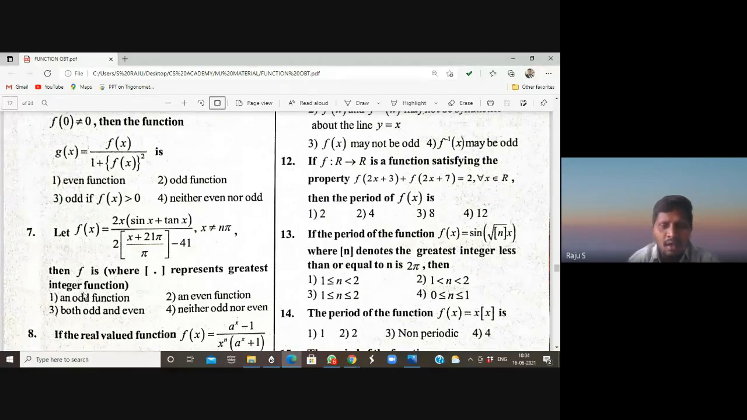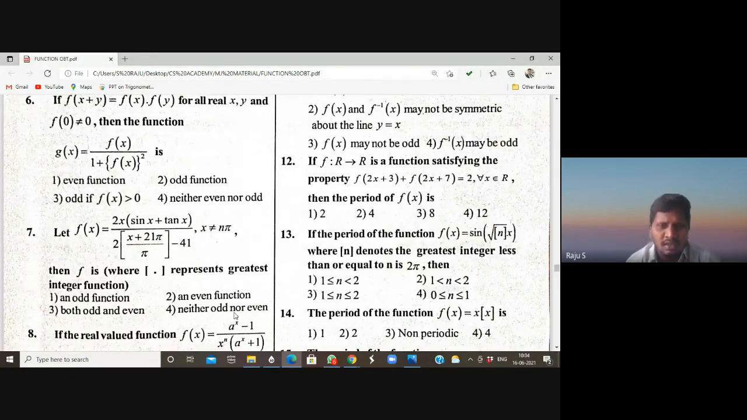Whether it is an odd function or even function, both odd and even, or neither odd nor even. Remember that a function is either only odd or even, or neither odd nor even. But it's not that it is both odd and even. They don't give a third option like that, because it is wrong. Both odd and even does not exist. Neither odd nor even.